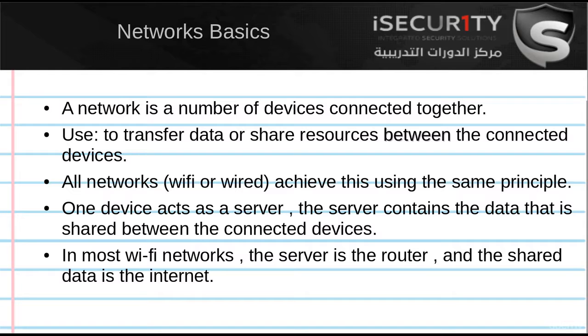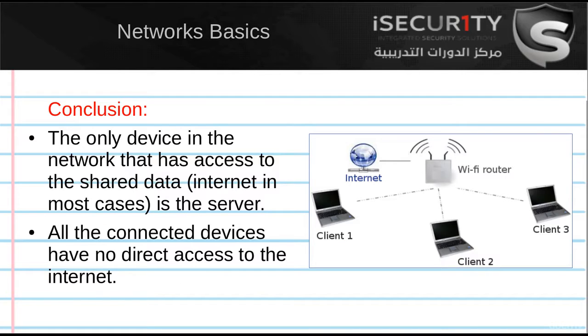So on most Wi-Fi networks, the server is the router, and all devices connect to this router, and they access the internet through the router. So all the devices on the network have no access to the internet, as we can see in this diagram. The only device in the network that is connected to the internet is the Wi-Fi router. All the other devices, as we can see here, we have client 1 and 2 and 3, have no access to the internet, but they can access it by connecting to the router.